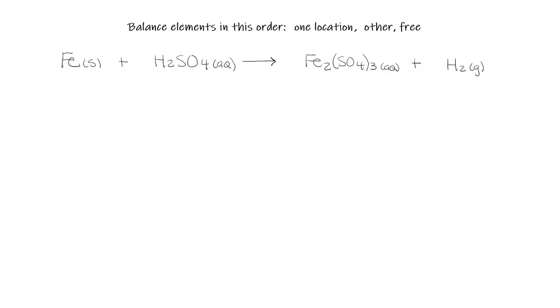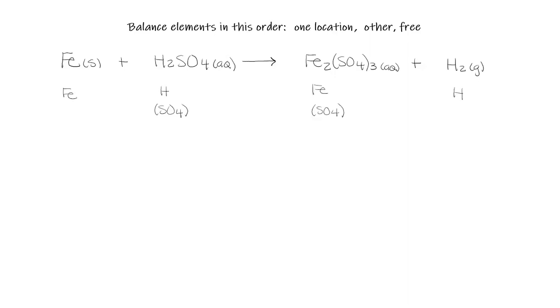The other thing to be aware of is that we do have free elements in this chemical equation. We have iron on the reactant side, and we have hydrogen on the product side. So these two elements, iron and hydrogen, we will balance last. And the other thing that's helpful is that sulfate, SO4, appears intact on each side of the chemical equation, and so we can balance that polyatomic ion as a group.